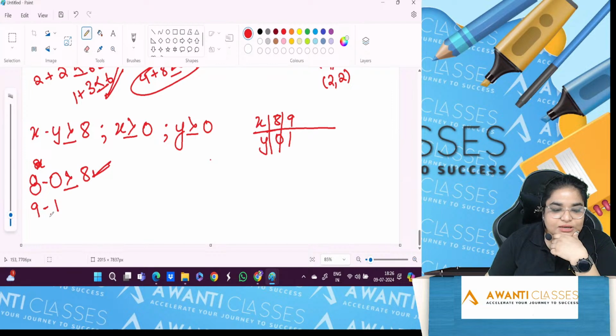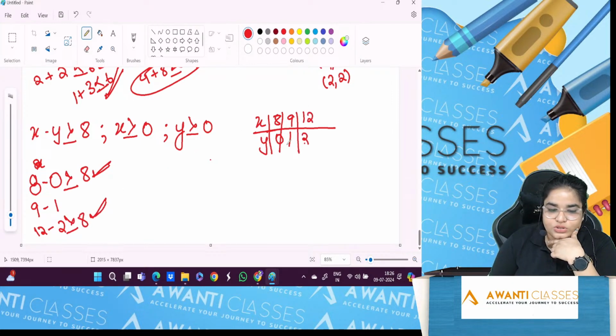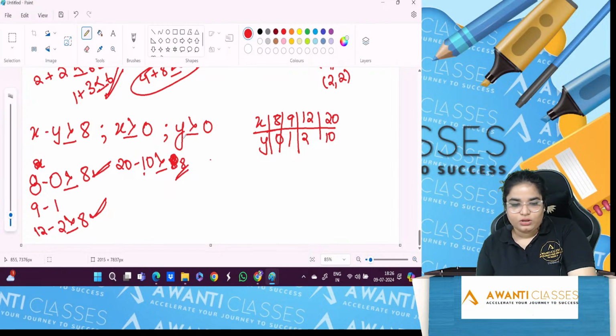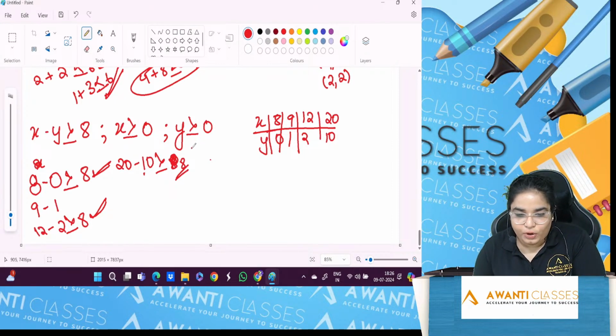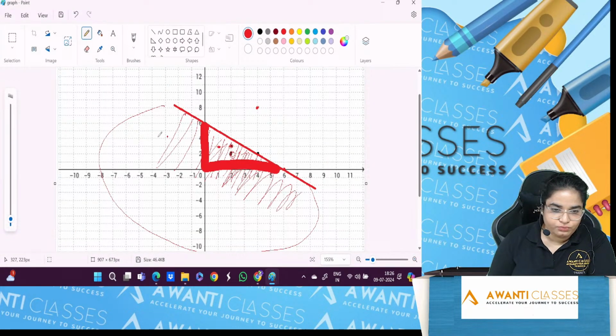Similarly, if I take x as 12, then I'll take y as maybe 2. Will that work? Yes. 12 and 2. Similarly, if I take x as 20, y as 10, will that work? Yes, that will also work. Let us try and plot 0 and the minimum x should be 8. Yes or no?